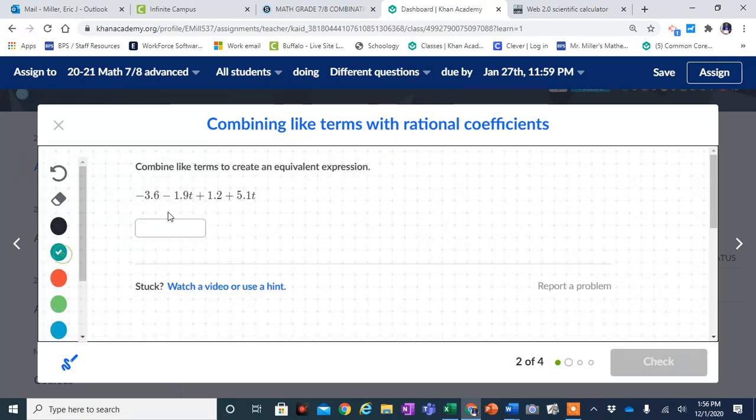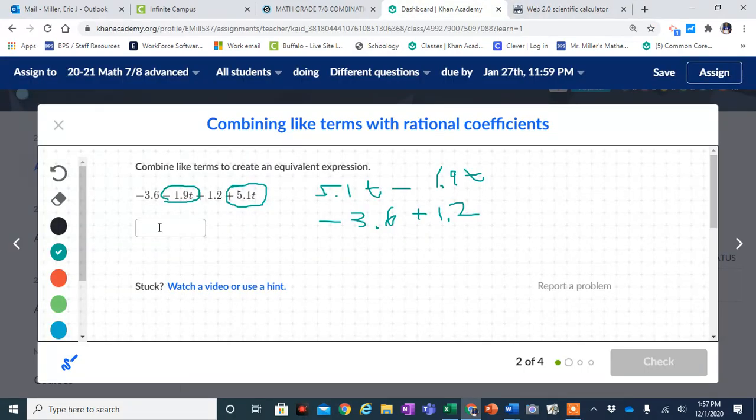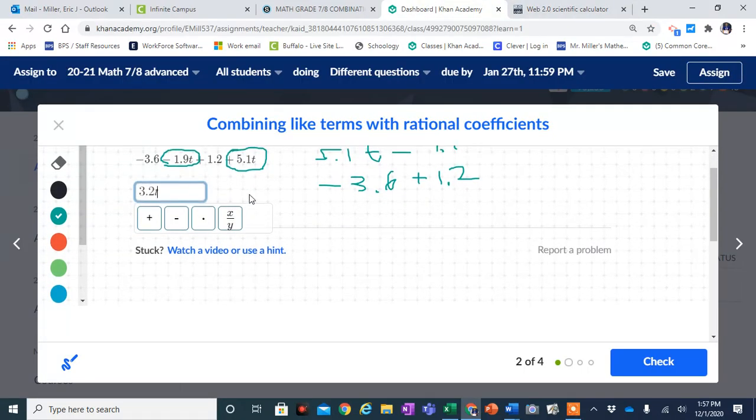Alright, so same situation. The things that have the t can go together. So 5.1t minus 1.9t. And then you can also do the negative 3.6 plus the 1.2. So this would be 5.1 minus 1.9, which is 3.2. So this is 3.2t. Keep the letter t.